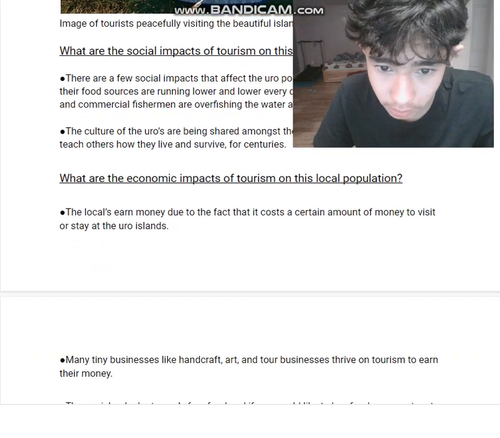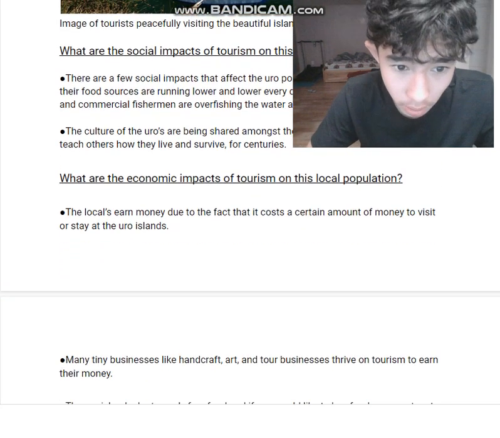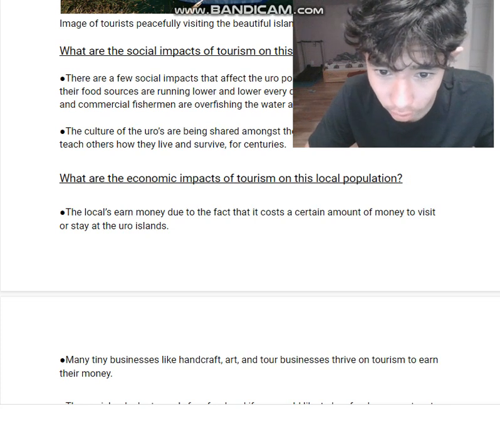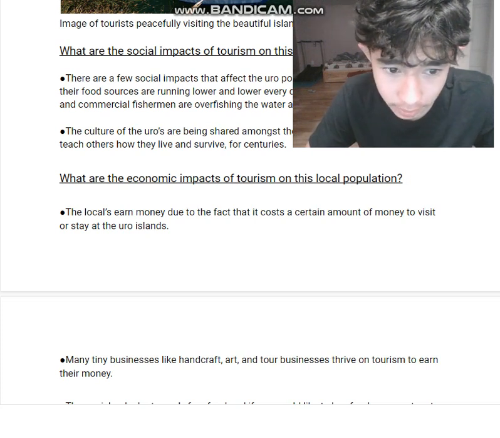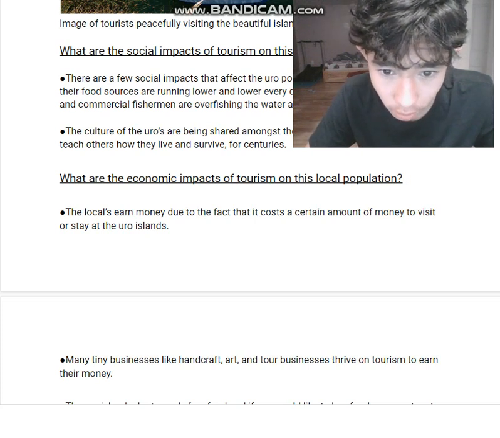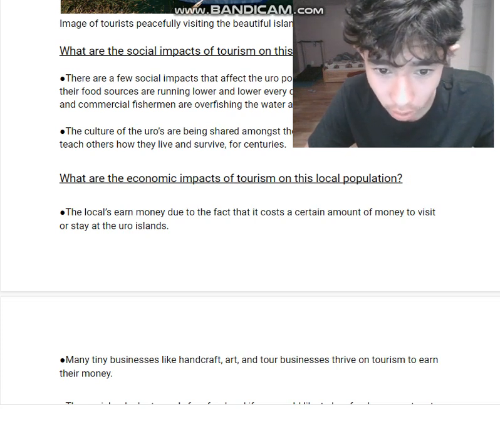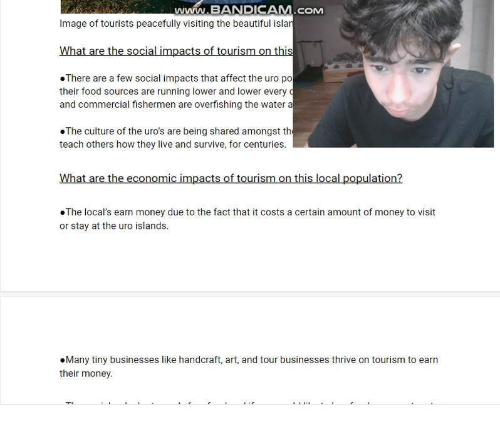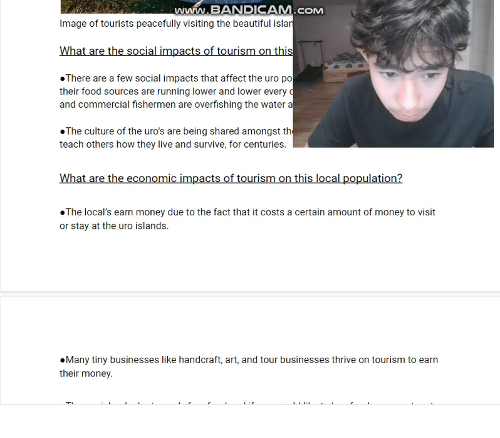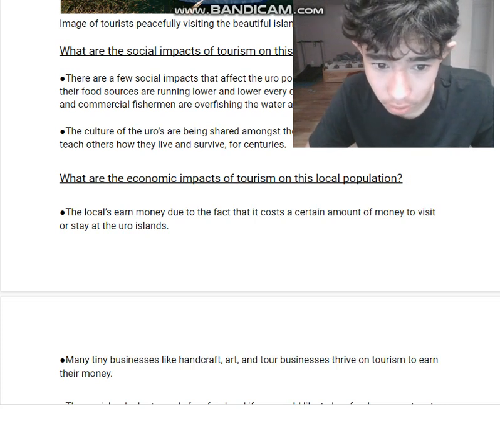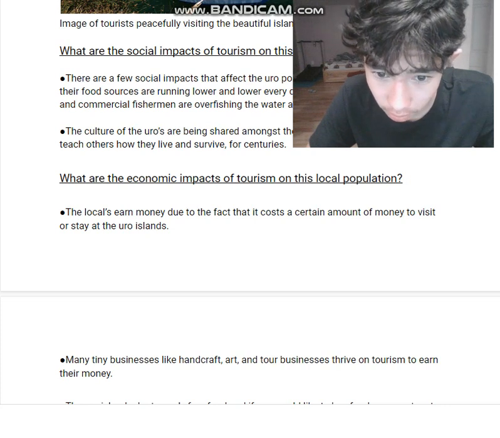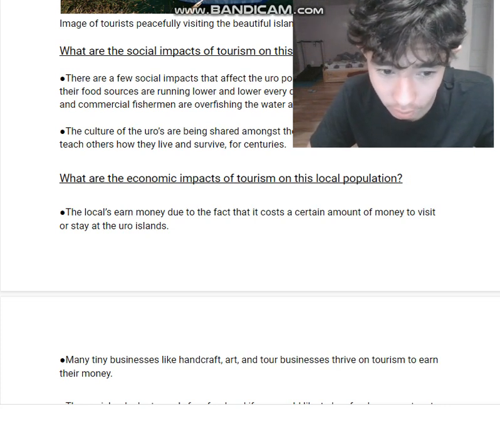What are the social impacts of tourism on this local population? There are a few social impacts that affect the Uros population. One negative fact is that their food sources are running lower and lower every day due to the fact that the tourists and commercial fishermen are overfishing the water and leaving very few fish left to eat. And this is a positive effect. The culture of the Uros is being shared amongst the tourists, and they may know and teach others how to live and survive for centuries.